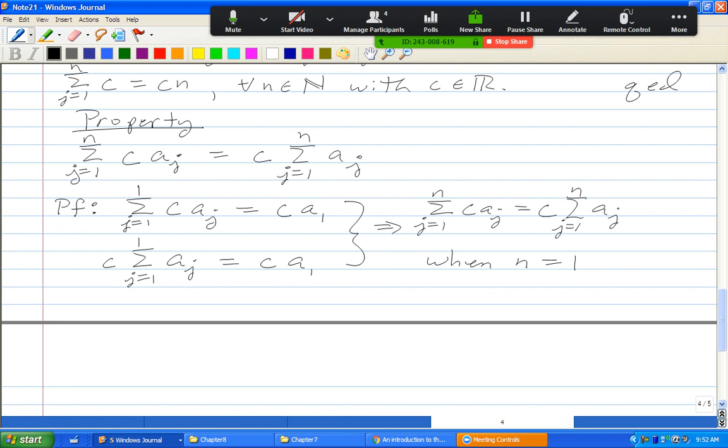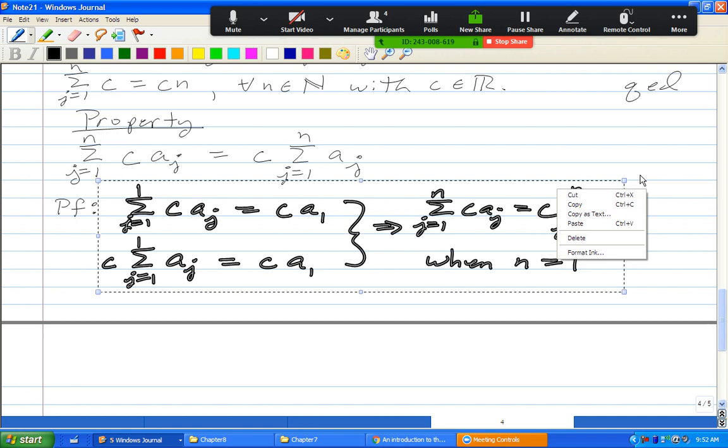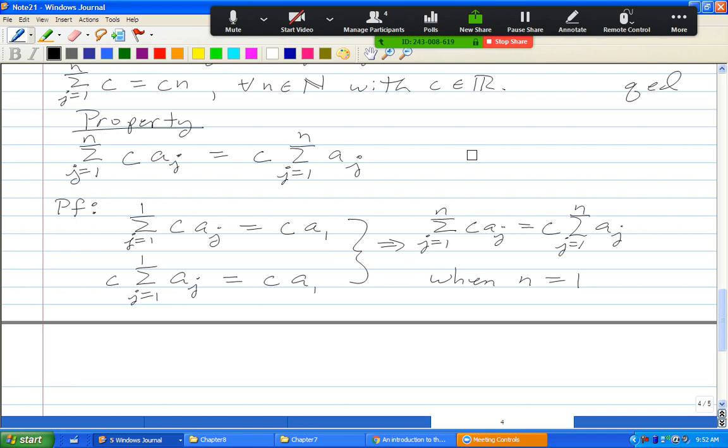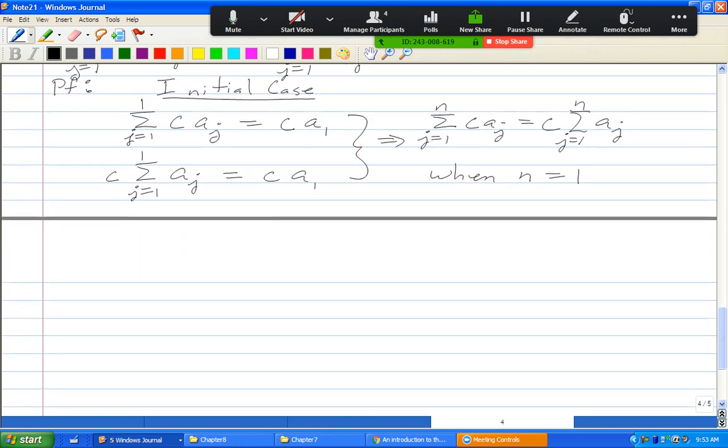Oh, I didn't write initial case. One second. Let me just pull this down. So initial case. Okay, so that shows the initial case works. Let me do the induction case.